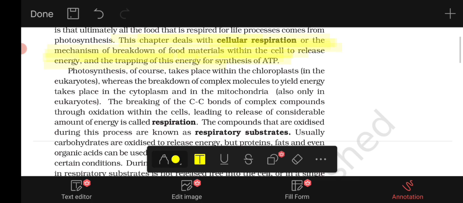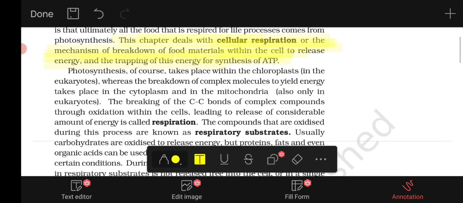and in the mitochondria. The first step, that is glycolysis, which is common to all organisms, is found in the cytoplasm. It is the only mode of respiration in the anaerobes. And the next step, that is the Krebs cycle or the tricarboxylic acid cycle, TCA cycle, takes place in mitochondria, that too only in eukaryotes, and those who are aerobes.